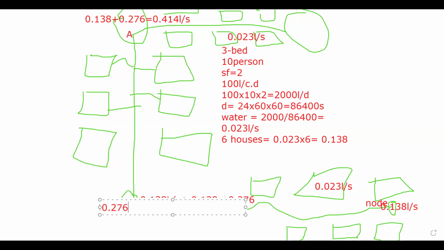That's the amount of water that should be flowing at that node. But it will only consume 0.138. It will release the remaining 0.138 for the next 6 houses to go. In that way, as you are going down, the pipe sizes are reducing because the demand is going down. As you are going upwards towards the water tank, the pipe size is increasing.